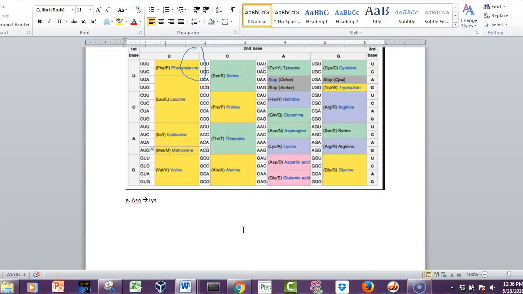So AAU or AAC, and lysine is just AAA or AAG. This is one of those cases where if we change the third letter of the codon, we actually get a change. A lot of times that's silent, but here we can just change the third and change asparagine to lysine.